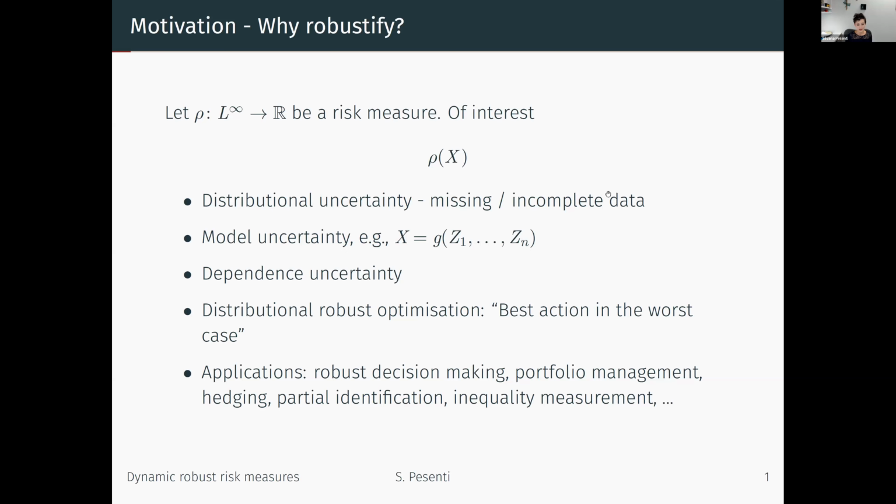And there's a huge literature on robust optimization, where you want to find the best action in the worst case. We will look at that in a portfolio optimization example, where you try to find a portfolio strategy that performs best in the worst case, if your model is misspecified. And there's, as I said, a multitude of applications in robust decision making, portfolio management, hedging, and also partial identification in economics.